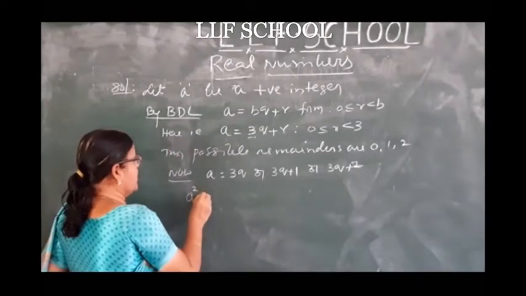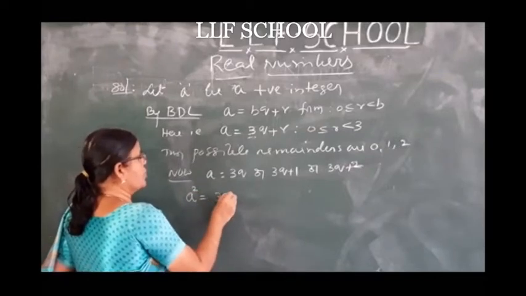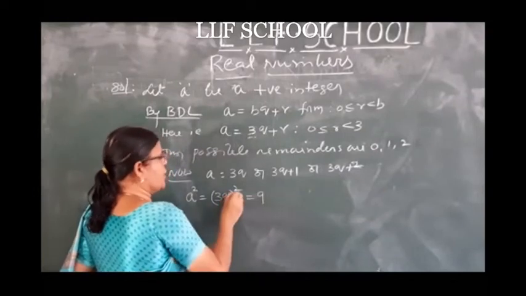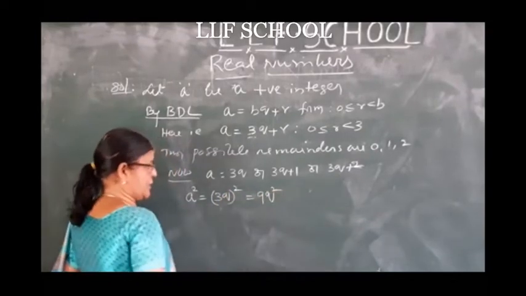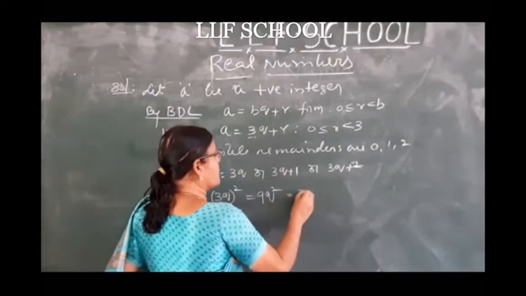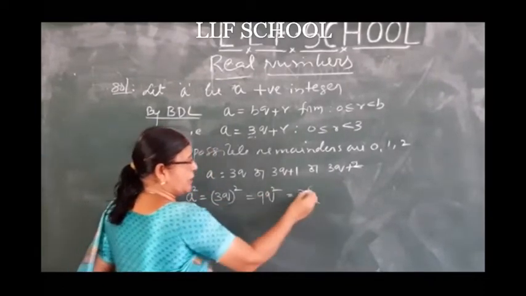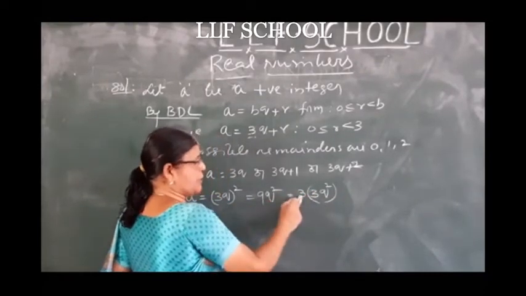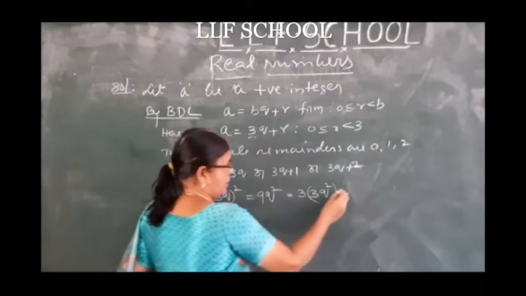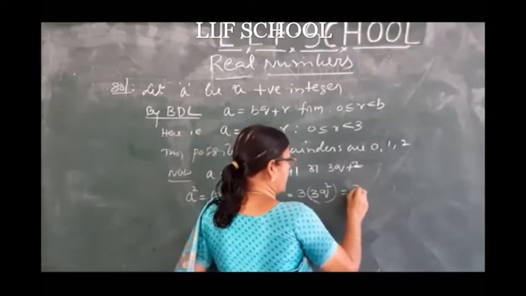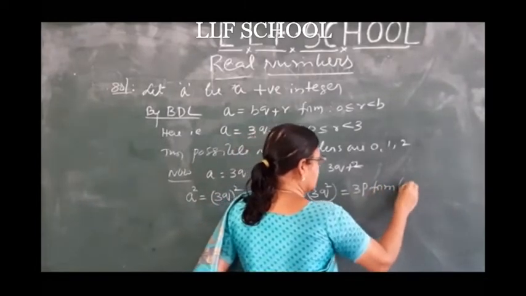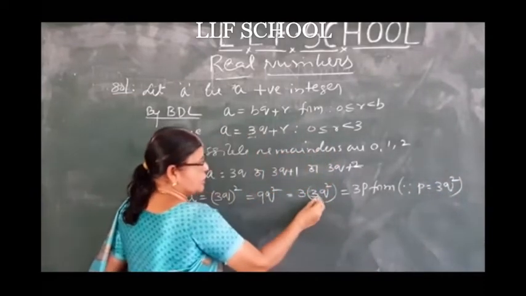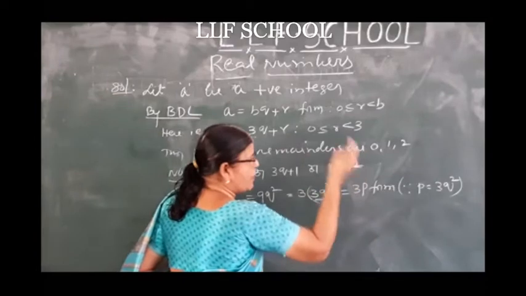Now a square is equal to 3q whole square. That is equal to what? 3 square is 9, q also squared, 9q square. Taking 3 common, 9q square is 3 into 3q square. Take 3 only common. So this is in the form of 3p, since p is equal to 3q square. Let it be p, then this is in the form of 3p.